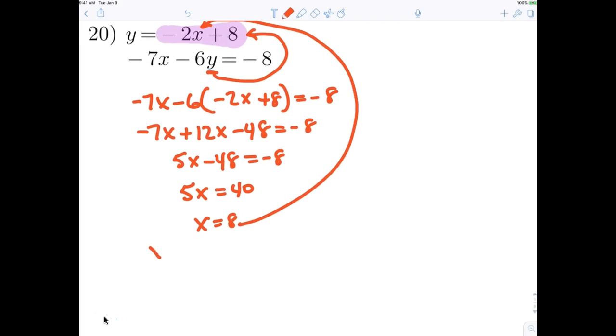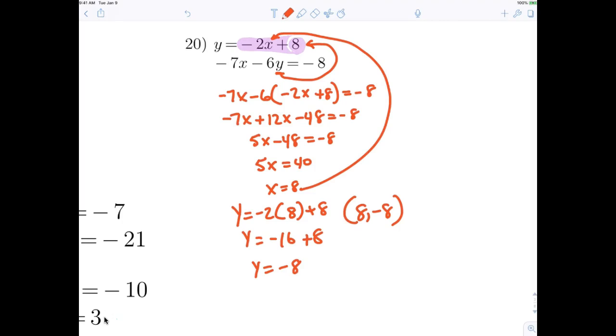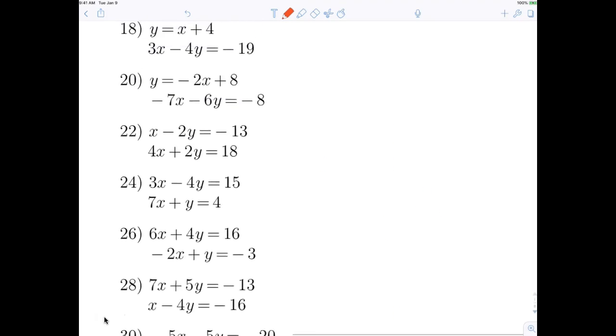Now, if x equals 8, remember you're just coming up here and plugging 8 in for x. So y equals negative 2 times 8 plus 8. y equals negative 16 plus 8. So y is equal to negative 8. Do I have any questions? All right. So my solution is 8 comma negative 8. Julian, is that okay? All right, let's grab 22 real quick.